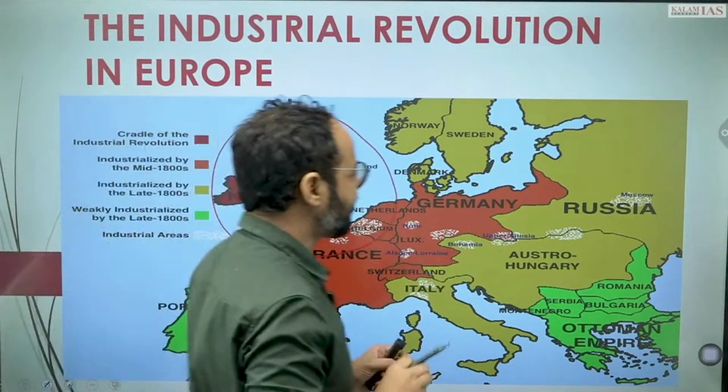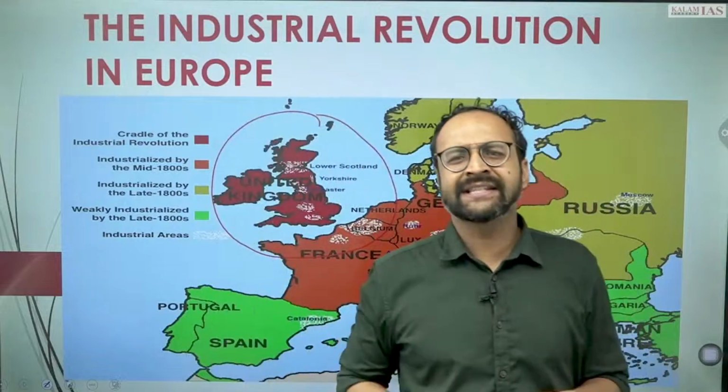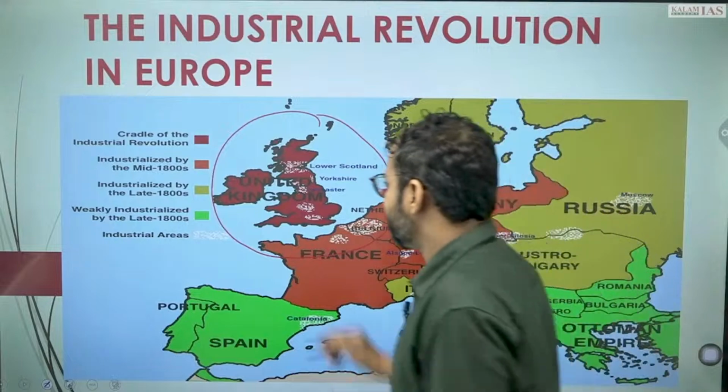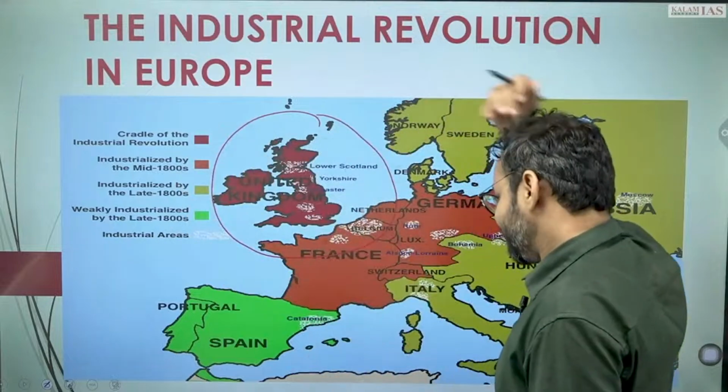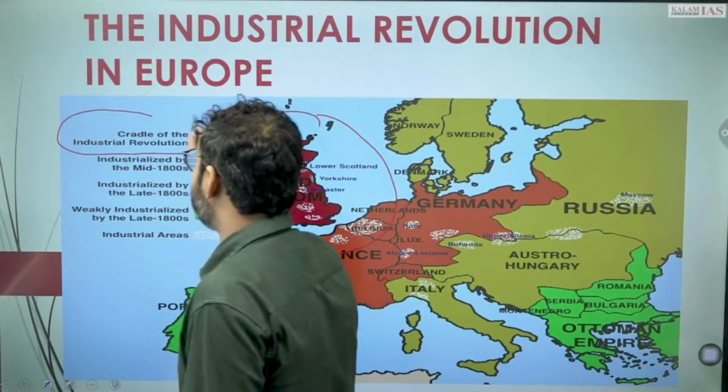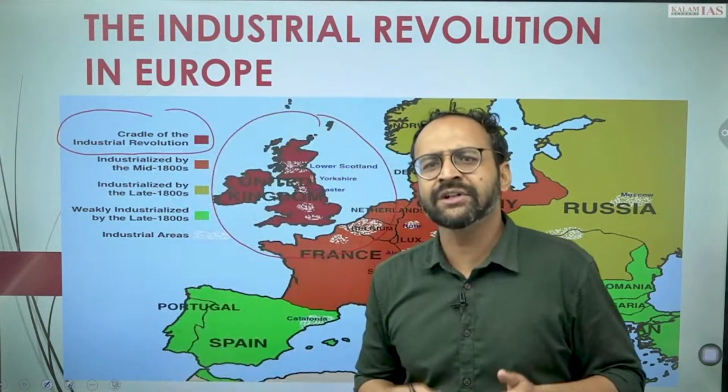This is the United Kingdom, or Britain, called the mother of the Industrial Revolution. First things first. This is the UK, where it flourished. As you can see, it's the cradle of the Industrial Revolution. Cradle means where the Industrial Revolution originated.